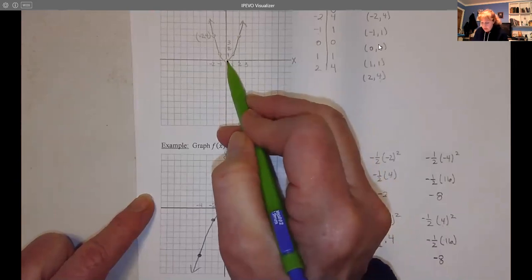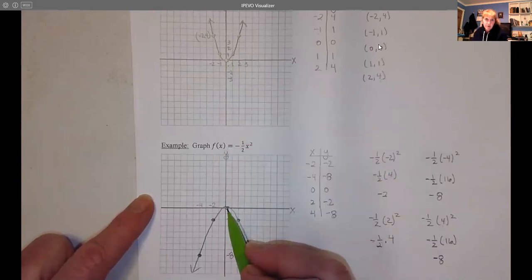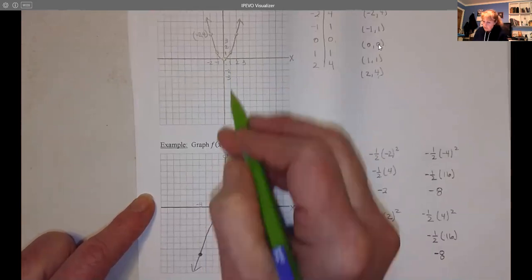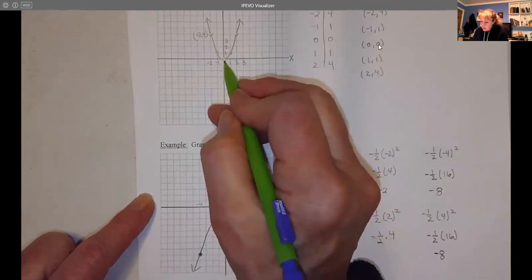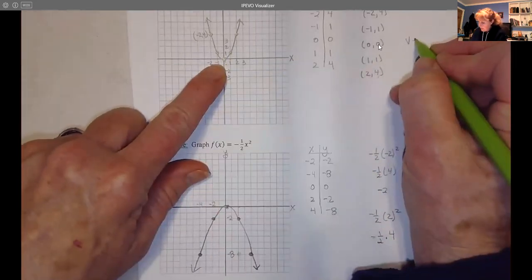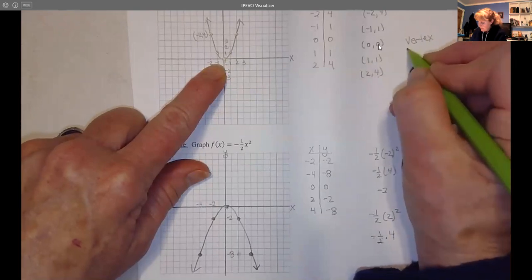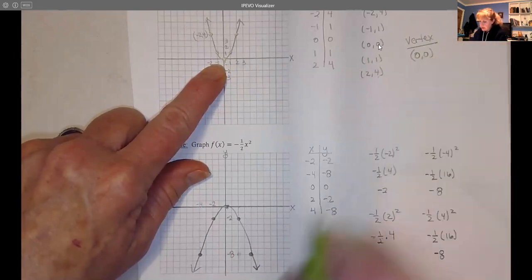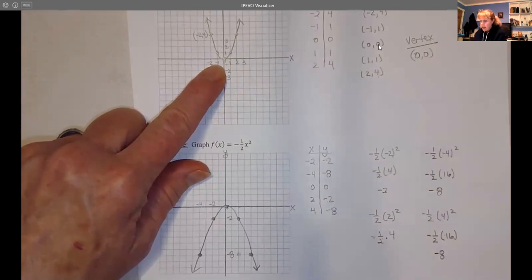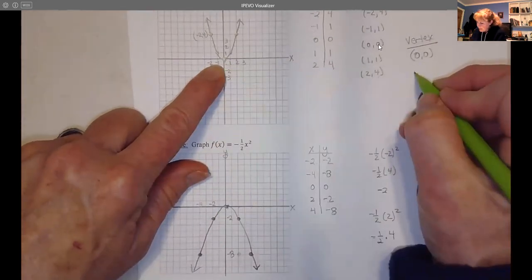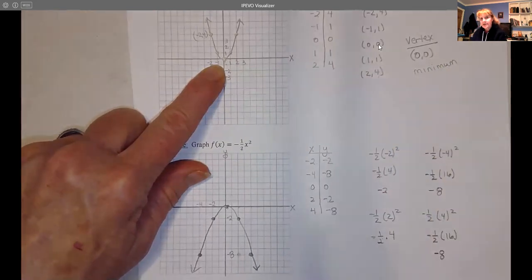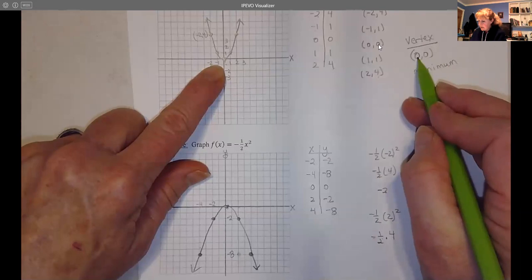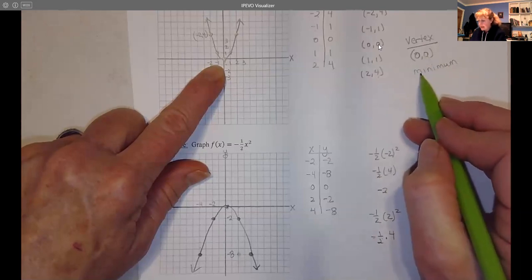This bottom point and this top point are called the vertex of the parabola. So either the very bottom, okay, or the very top. Now the vertex here is 0, 0. That's the coordinates of the vertex. This right here is a minimum. Okay, it's the minimum point on the graph. So the vertex is 0, 0, and that vertex is a minimum.